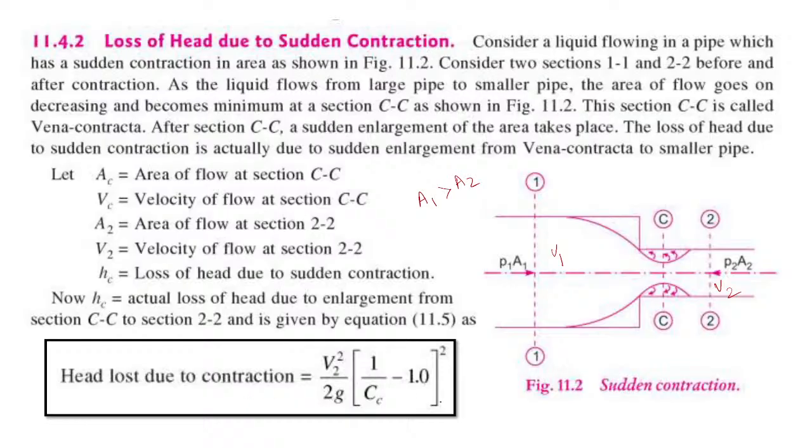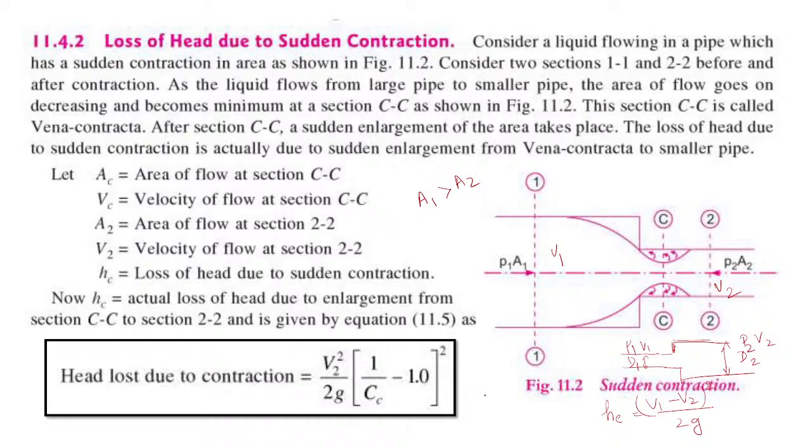Now let me slightly recap how we handled sudden enlargement. Sudden enlargement is something like: there is a pipe flow, and all of a sudden it is increasing the diameter. This is D1, this is D2, this is P1, V1, this is P2, V2. Fine. And what we have seen in the formula is head loss equals V1 minus V2 whole square by 2g.